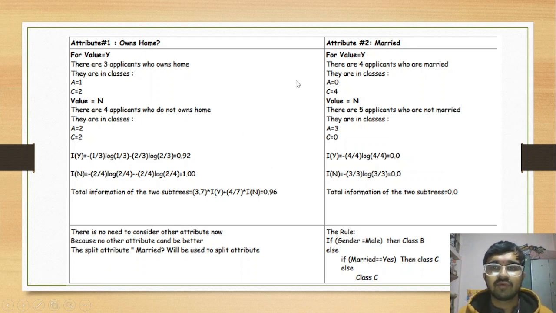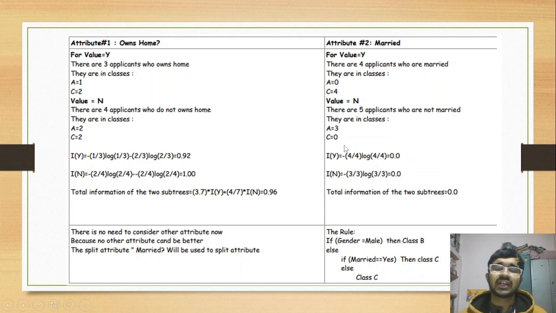Then we will move forward to the married attribute, and we will find that for value equals y, there are four applicants who are married and they are in classes A equals 0 and C equals 4. And for value equals n, there are 5 applicants who are not married. They are in classes A equals 3 and C equals 0. We will again calculate separate IY and IN, and then the total information. In this scenario we have got 0 total information after split.